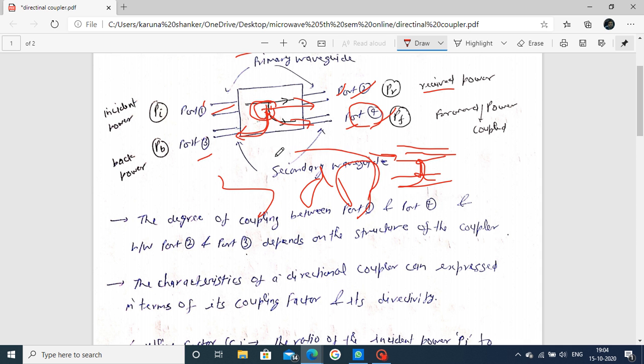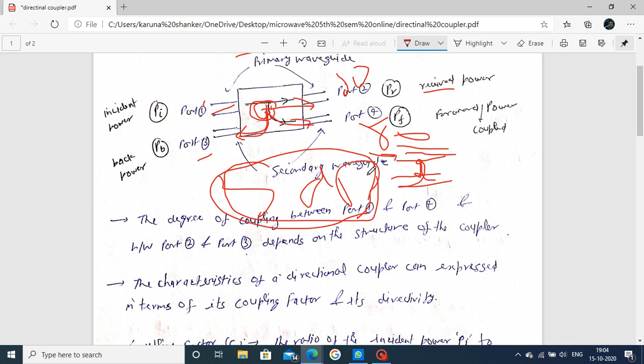We consider the 3 dB as a directional coupler. Whatever you apply at port number 1 as input, port 2 and port 4 each get half the power. The input power is divided, so 50% comes across port number 2 and 50% comes across port number 4 when we use a 3 dB coupler.